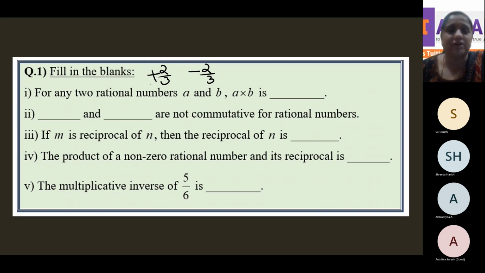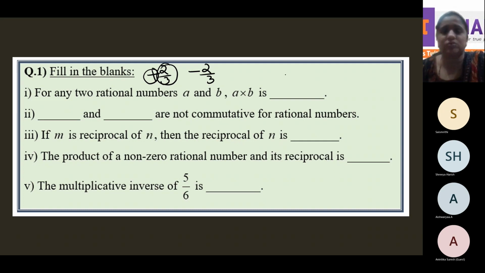So what are the two things you can do? You can change the sign, or you can invert 2 by 3 and write it as 3 by 2. Nothing else you can do, and only one at a time. One at a time, you can change the sign or you can invert the rational number.